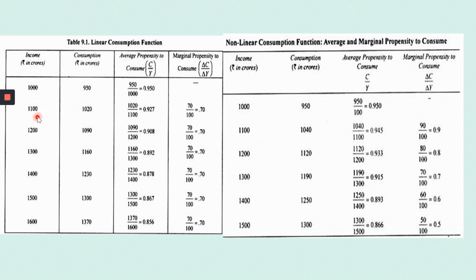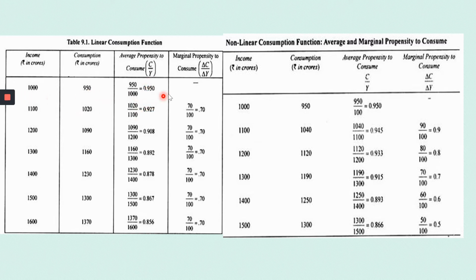So next, income is 1,100 and consumption is 1,020. So how do you calculate APC? C by Y. So 1,020 divided by 1,100, that gives me 0.927. So similarly, I calculate. So how do you calculate the APC? APC is calculated by dividing consumption by income.